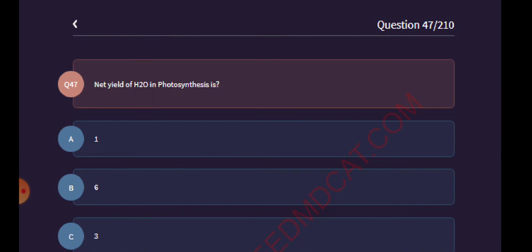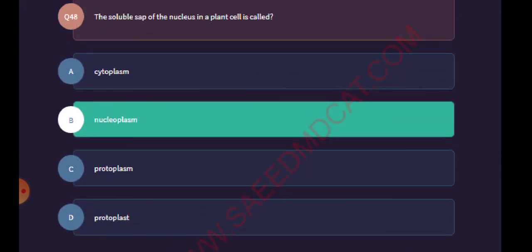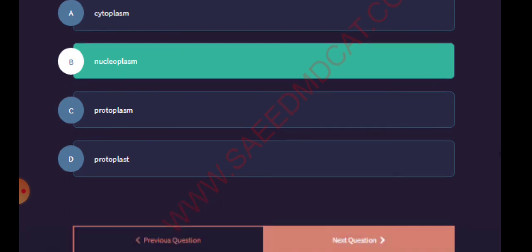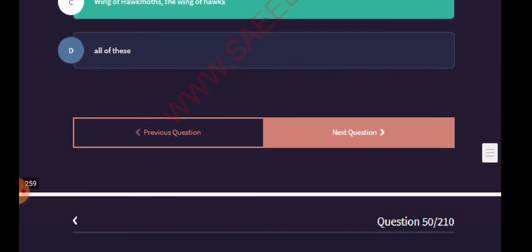The net yield of H2O in photosynthesis is 0. The soluble sap of the nucleus in a plant cell is called nucleoplasm. An example of convergent evolution is best represented by which of the following? Teeth of domestic dog and teeth of wolf, wings of hawk moth and wings of hawk.